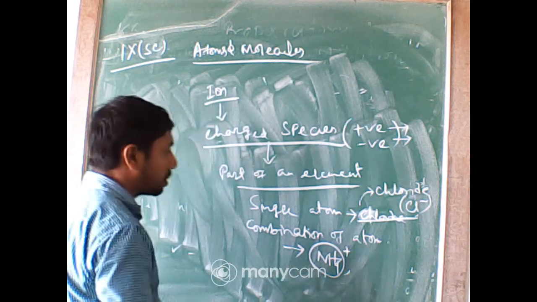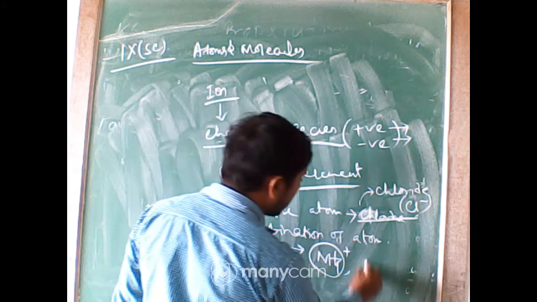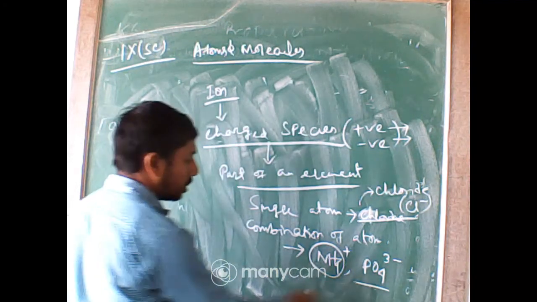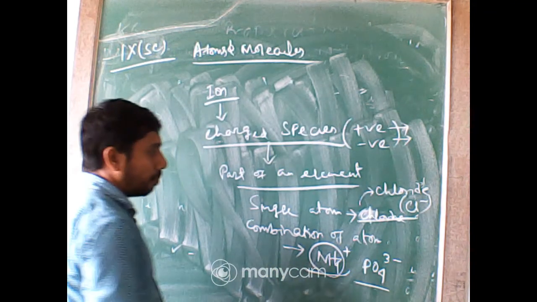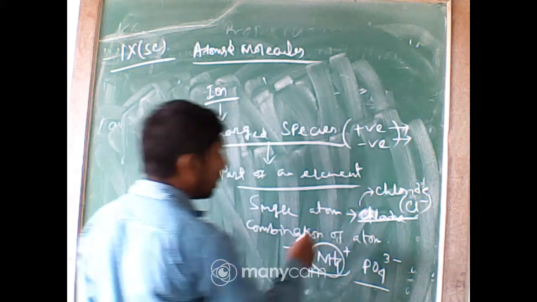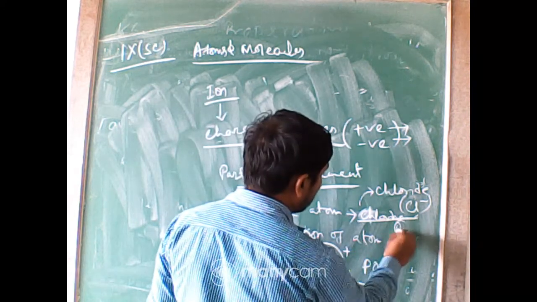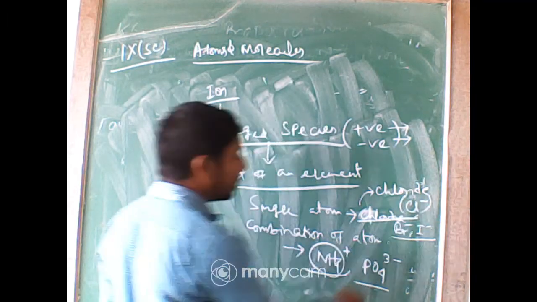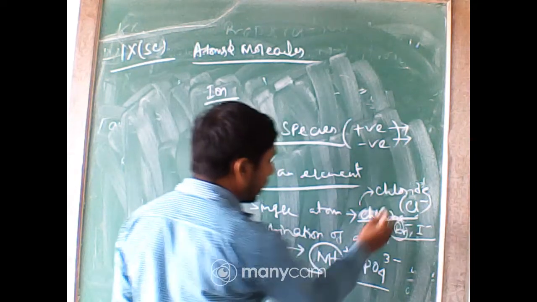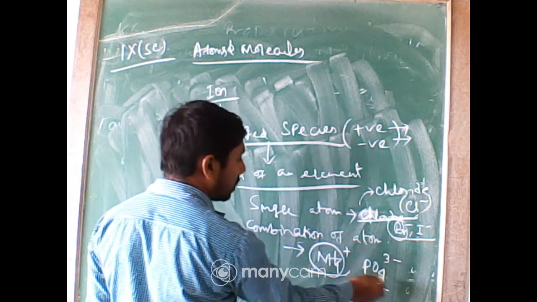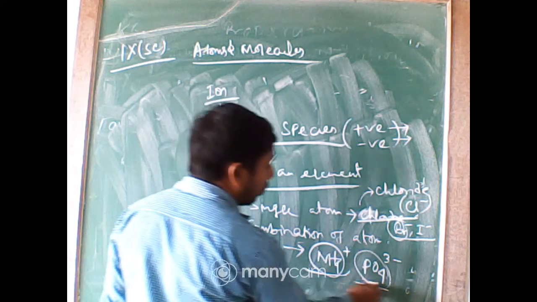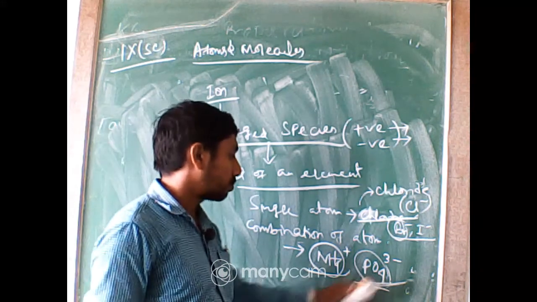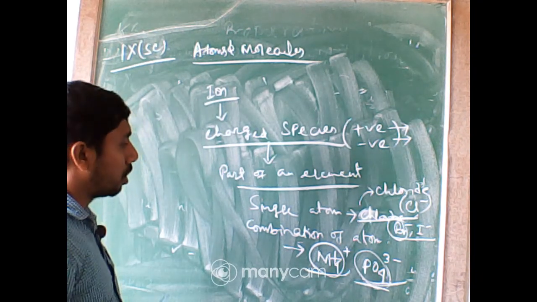Some examples of a combination of atoms: PO4 3 minus, this is called phosphate, this is ammonium, this is chloride. Another example is bromide, Br minus, I minus, these are also charged species, and a single atom is there. Here a combination of atoms is there. Okay. Later on you will come to this. This portion is called complex conjugate.